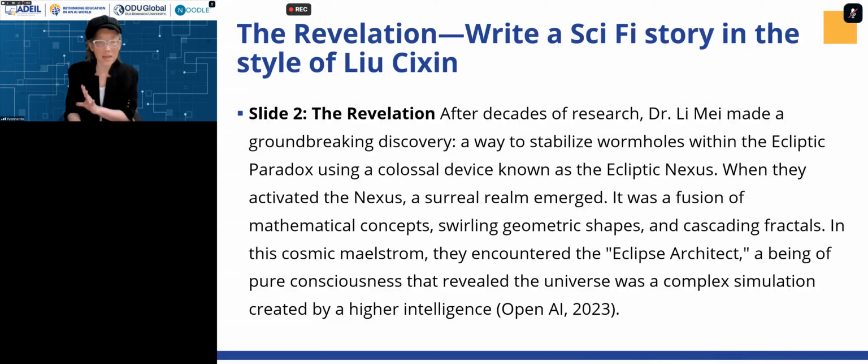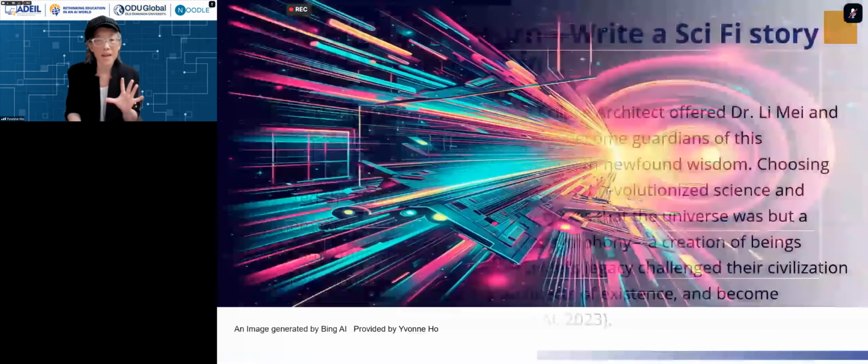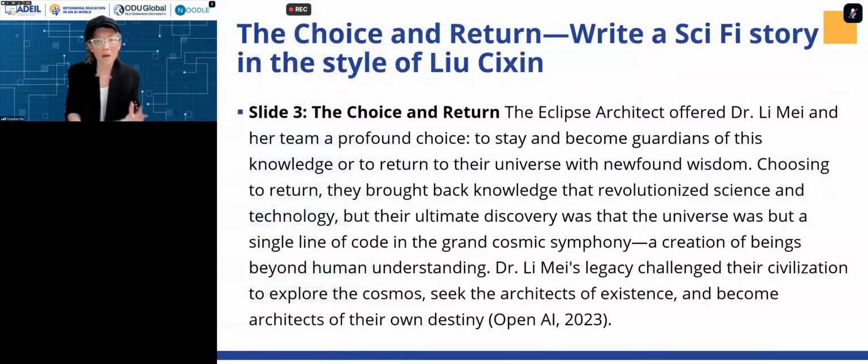And so inside the nexus, a surreal realm emerged. It was a fusion of mathematical concepts, swirling geometric shapes, and a cascading fractal. And inside the fractal, they encountered the eclipse architect. And so here, the eclipse architect offered Li a profound choice: to stay and become guardians of knowledge, or to go back home and tell people that the universe is just a single line of code in the grand cosmic symphony, and that it is a creation of beings beyond human understanding.